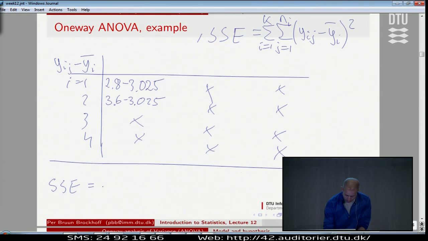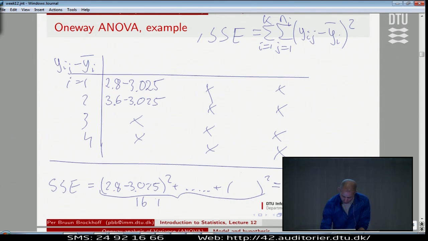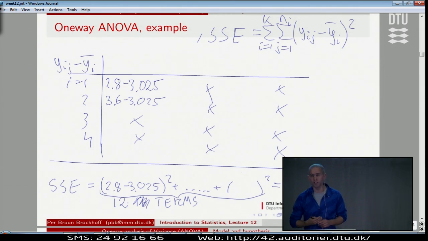So I take this SSE in my example. That would be adding 2.8 plus this one squared. Obviously, I'll not spend the time writing everything out. I have altogether 12 terms here, because 4, 8, 12, one for each observation. And the number becomes 5.195.